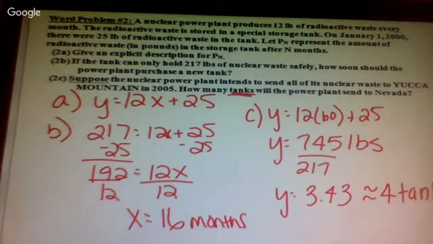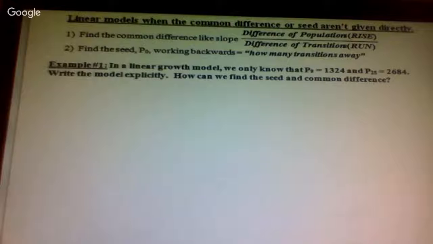Now we're going back even further, old school. You ready for this? You got 2 points. How did you find the slope of a line? Y2 minus Y1 over X2 minus X1. Guess what? We can do that here too. When you found the slope from 2 points, you took Y2 minus Y1 over X2 minus X1.